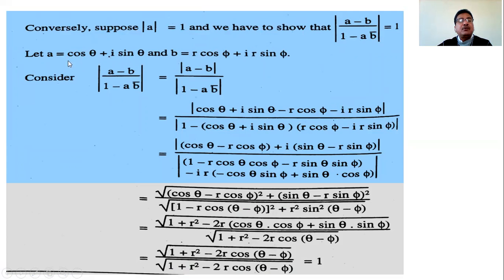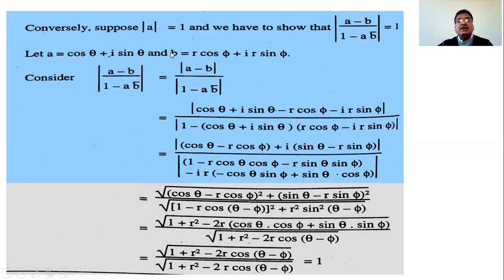Actually, what is the polar form of a complex number? Here a and b are complex numbers. So what is the polar form? It is r(cos theta + i sin theta). What is r? r is the modulus, but the modulus of a is 1, therefore we have cos theta + i sin theta.